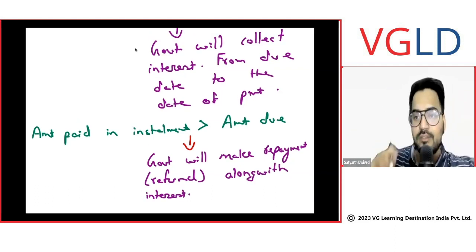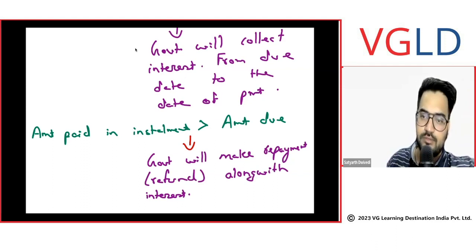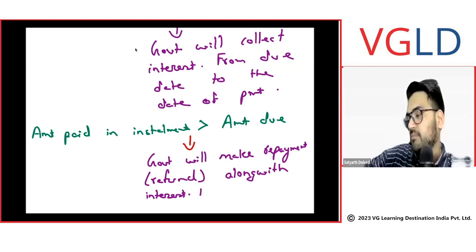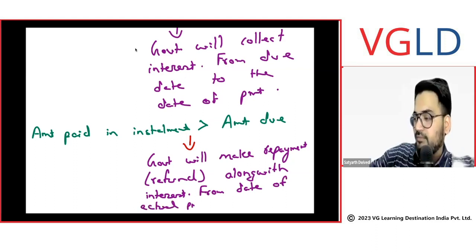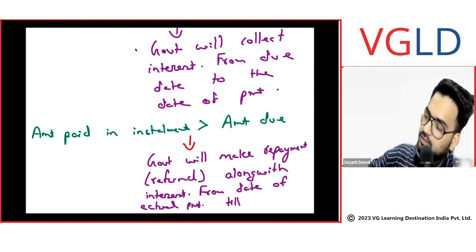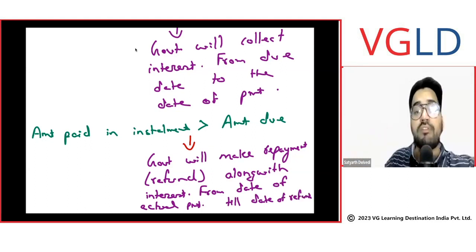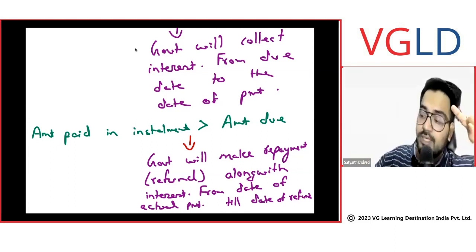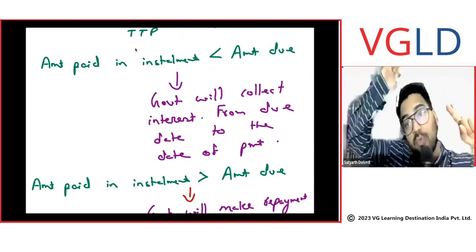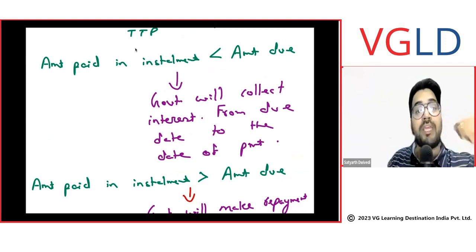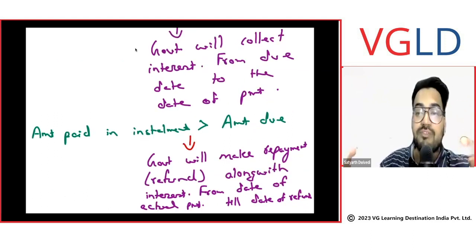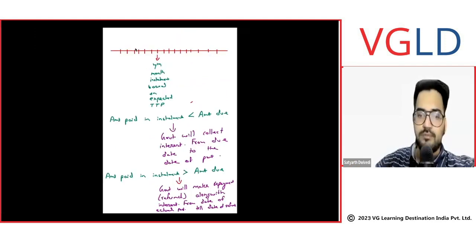But this interest will run from which date to which date? Will it run from the due date? This interest runs from the date of actual payment till the date of refund, till you are refunded. So when you have to pay the government, it will charge interest from the due date, not from when you have actually paid. But when the government has to pay you interest, it will pay interest from the day when you have actually paid. Okay. Is that clear?